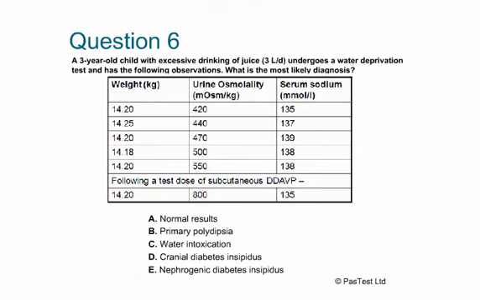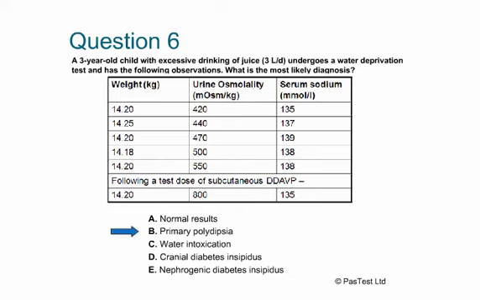Let us now examine another scenario. This is a 3-year-old child with excessive drinking of juice, 3 liters per day, who undergoes a water deprivation test and has the following observations. What is the most likely diagnosis? Normal results, primary polydipsia, water intoxication, cranial diabetes, or nephrogenic diabetes? And the answer is primary polydipsia.